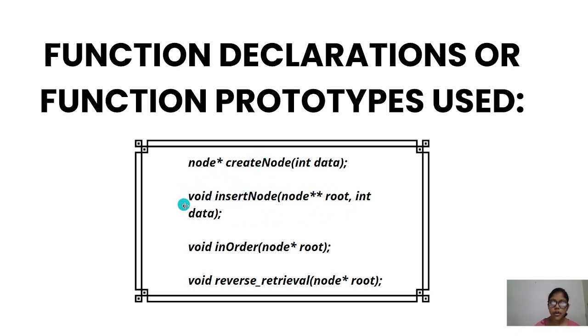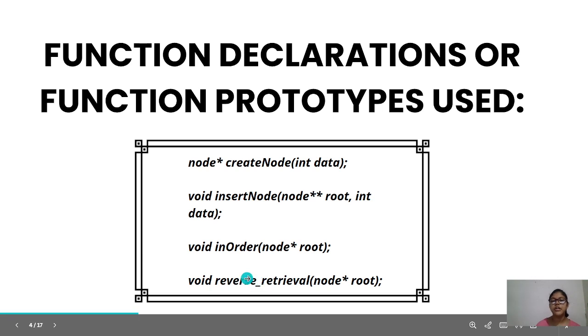Why is the type void for insert node? Because we don't need to return anything, we just have to store values in their appropriate place, and the values will be given by the user. In order for ascending traversal, reverse retrieval for descending traversal.